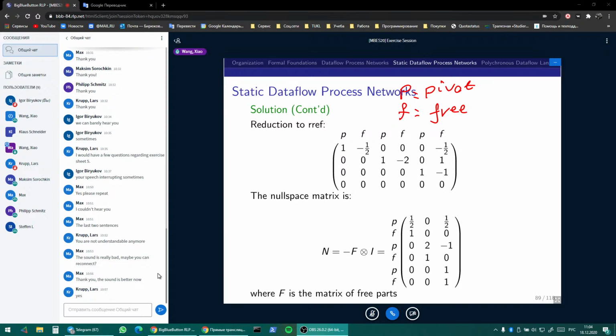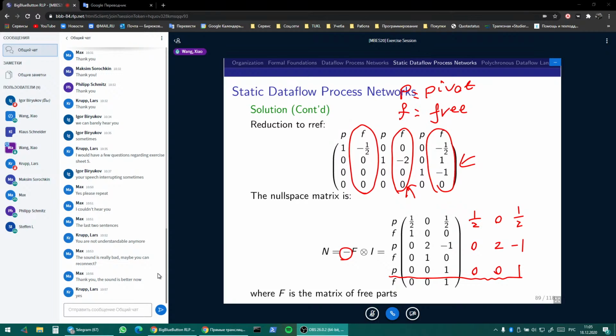Okay, for the second P, it's 0, 2, 0, because for this F, we also need the minus of it. And for this, we also need the minus of it. Then it's half, minus 1, 1. Then we have completed all the P parts. This is the P row. And then we're done, because for the F rows, it's just the identity matrix.